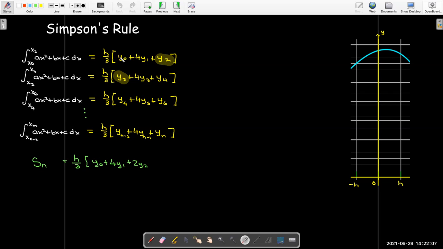So if I look at this, if I want to add all of these up, well, I'm only going to get one y0. But then I have 4y1 and no other y1 in any of the other ones. But y2 appears in the first one and the second one. So I'm going to get 2 of the y2. Then I'll have 4 of the y3. And then y4 again appears in 2 of the calculations. And so that pattern is going to continue. I'll have 4 times the odd number, 2 times the even number, until I get to the very end, where again I'll have 2 times the even number, 4 times the odd number, and then the very last one only appears once.